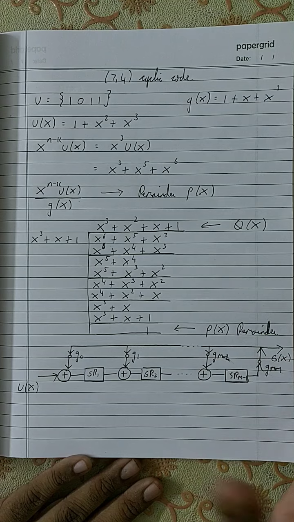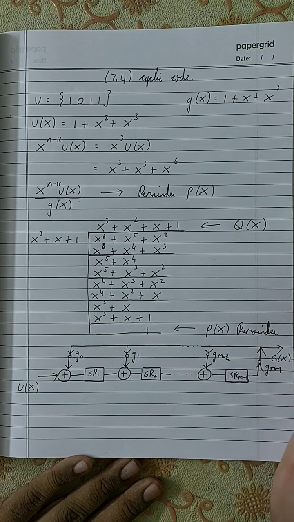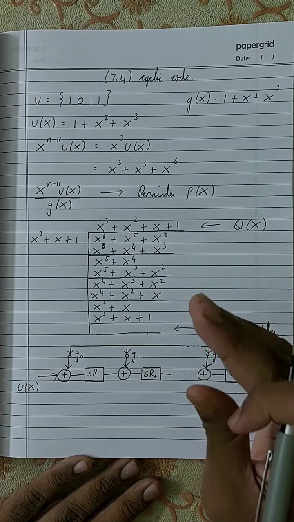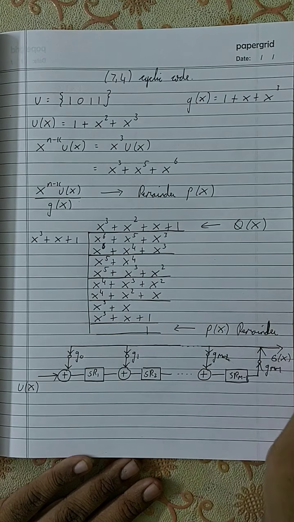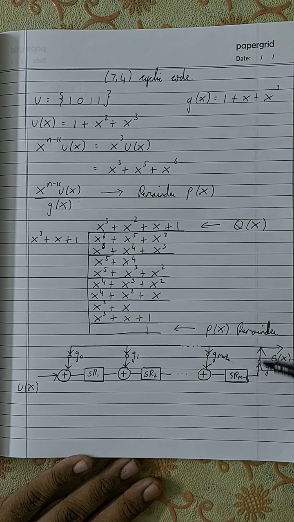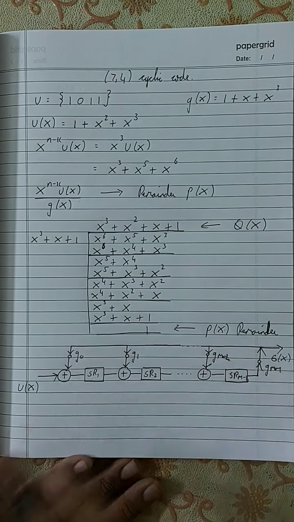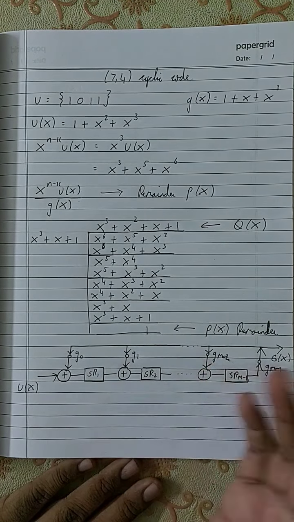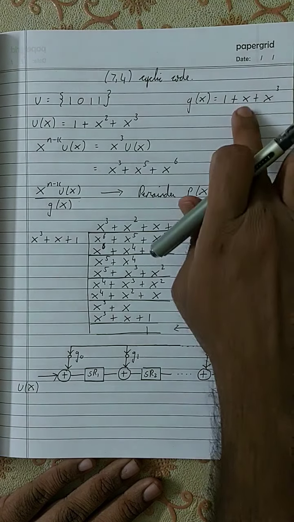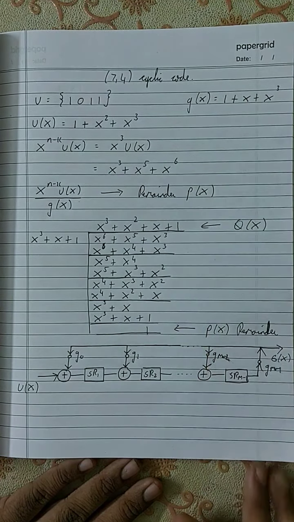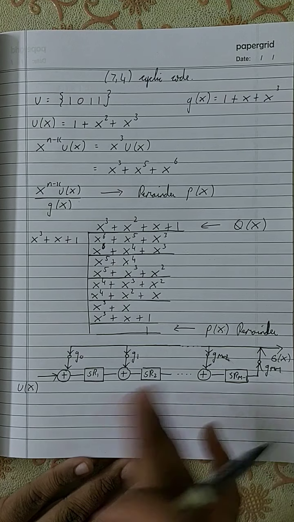And you have already learned in the previous class that in the generator polynomial, the coefficient of the first term and the coefficient of the last term are always 1, which means this connection over here and this connection over here are always short circuits. The remaining can either be open or short, depending on the value of the in-between coefficients. So that's how we draw it.